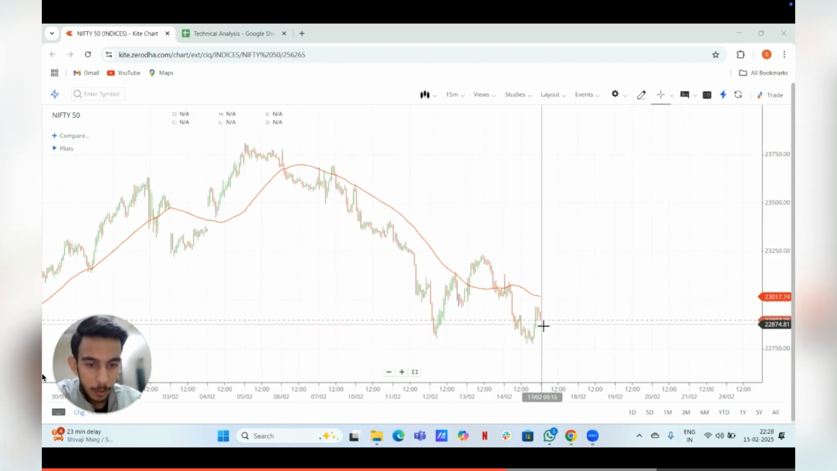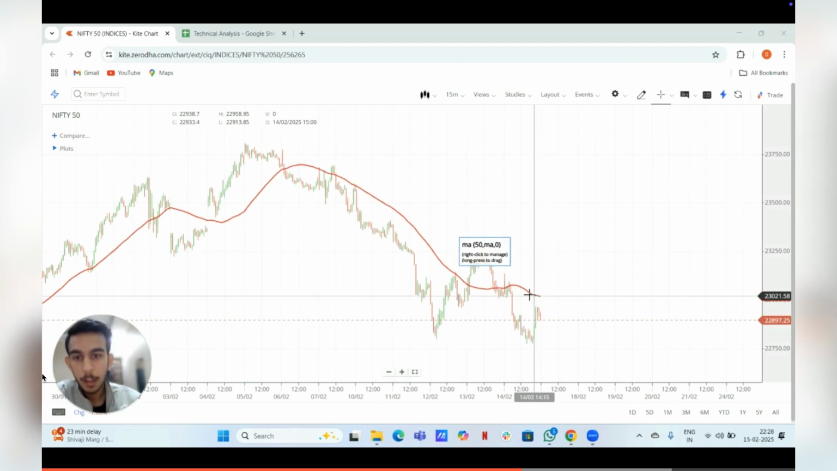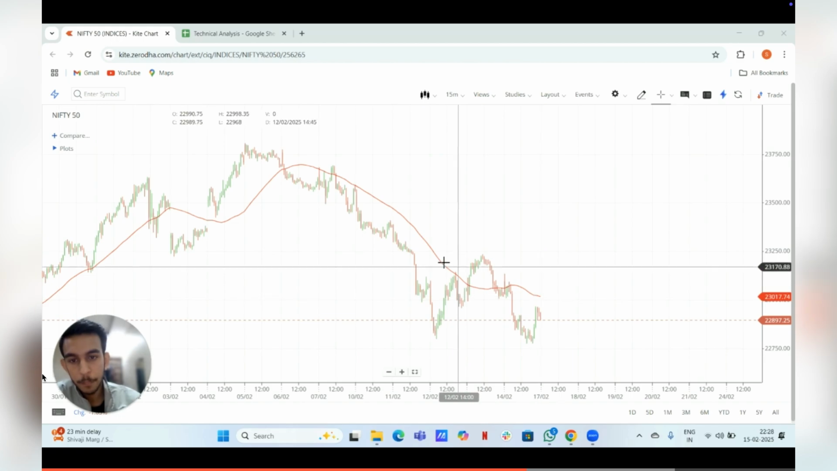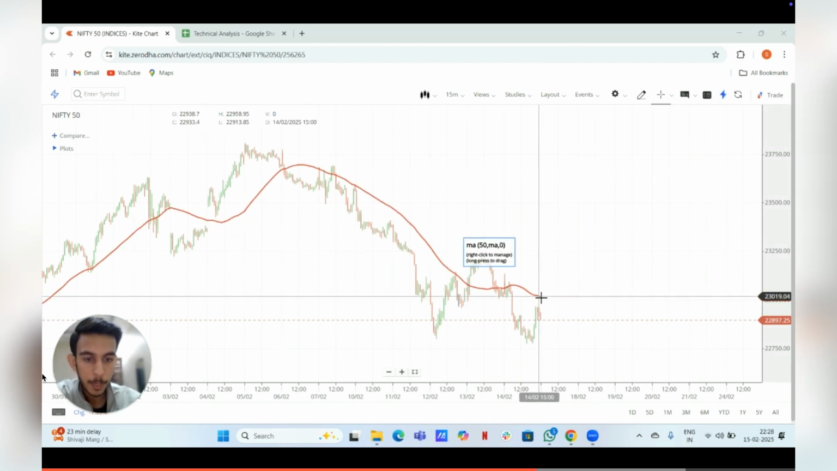Like from this candle, the average price of this is where the moving average is. It must have considered 50 averages in the past to calculate a specific point of price here. So that's why the moving average indicator line is showing here.